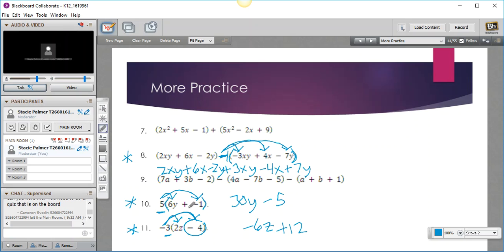Okay, and now we can combine. 2xy can combine with 3xy, and that would be 5xy. The variables just stay exactly the same. 6x can combine with negative 4x, and that would be 2x. Negative 2y can combine with 7y, and that would be positive 5y.